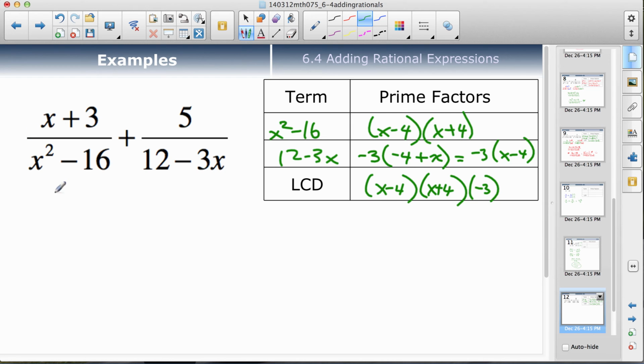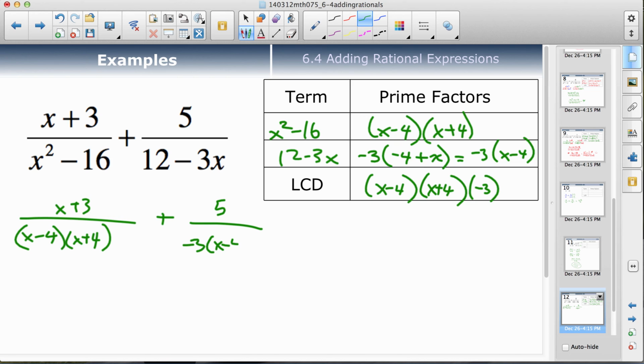Okay, so this one was x plus 3 over x minus 4, x plus 4, plus, and this one is 5 over, I did that whole factor and I came up with that, so it'll be minus 3, x minus 4. Okay, now, how is this different than this one? This one has a minus 3, so I need to put that there. If I do it there, I need to also do it up top. And it's going to be multiplied by both of those, so maybe I should put those in brackets.